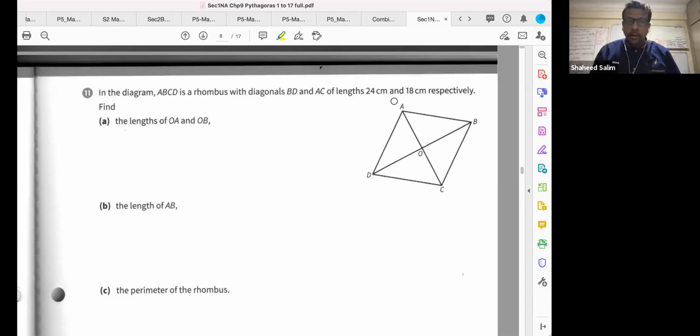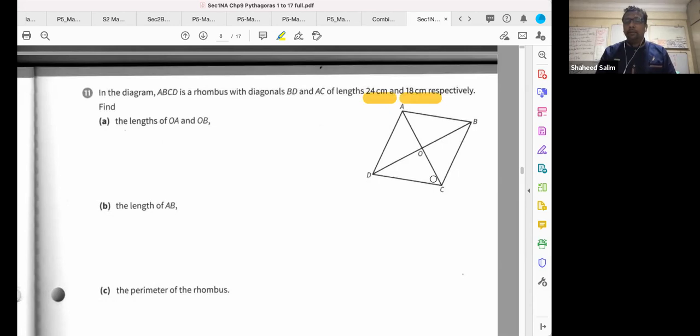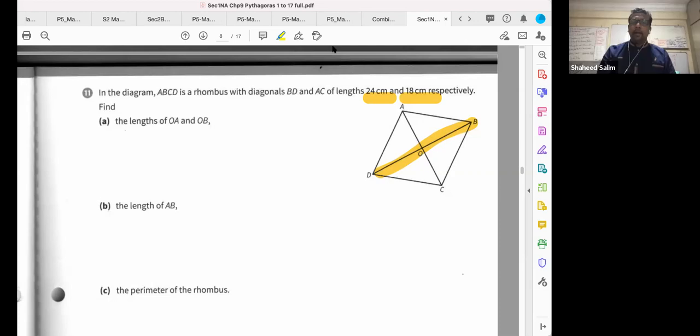Okay, you got the answer for A? Don't need to calculate, very easy. They already give you 24 and 18. Here to here is 18. Here to here is 24. The diagonals divide them into two.